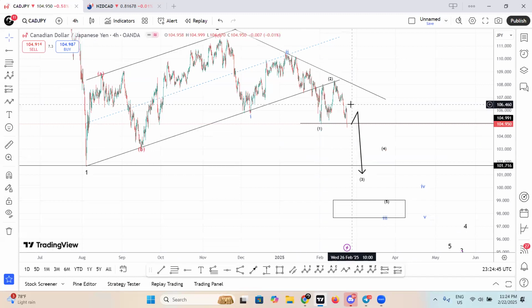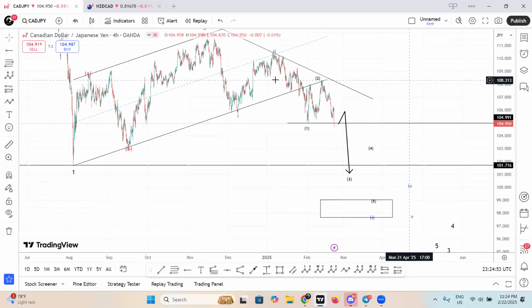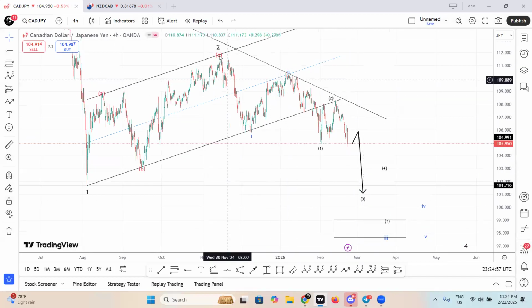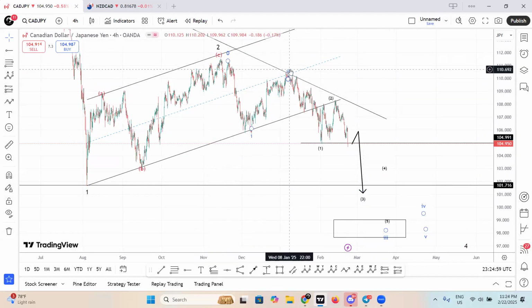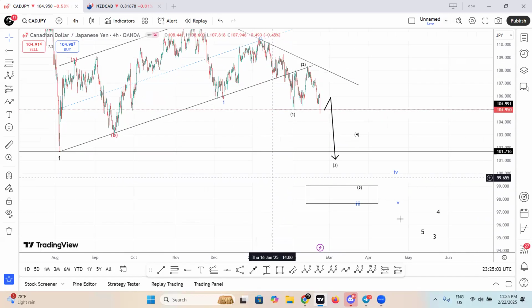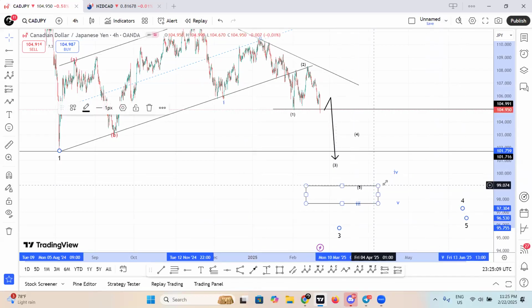A little retracement to the upside. Then after the retracement, we make another move to the downside to complete minute wave 3. This is minute wave 1, minute wave 2, minute wave 3 of minor wave 3. So this is what I'm expecting next week.